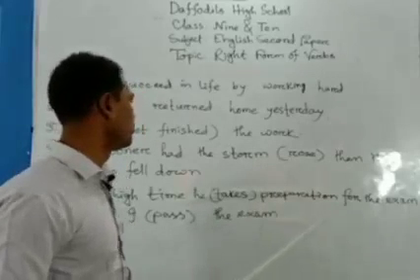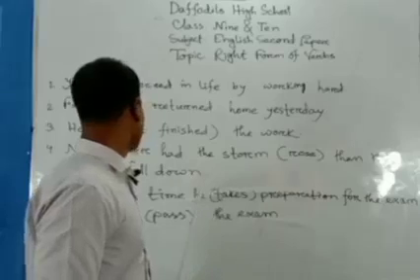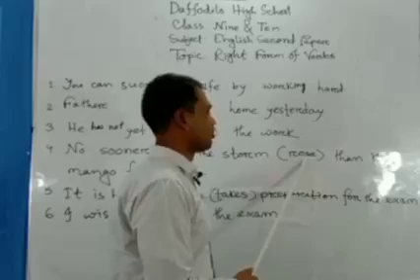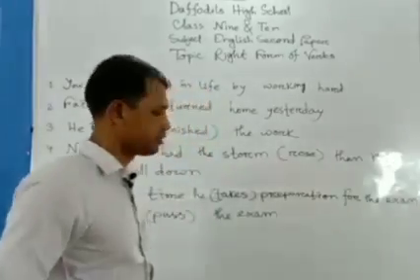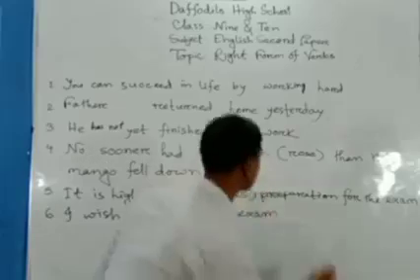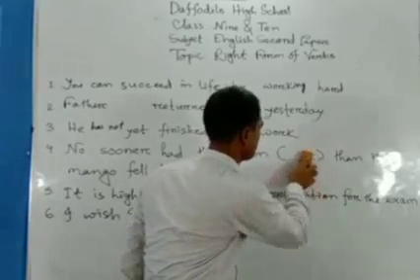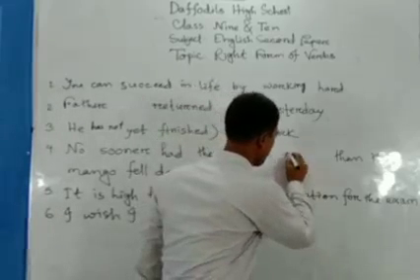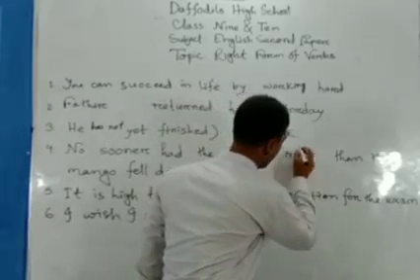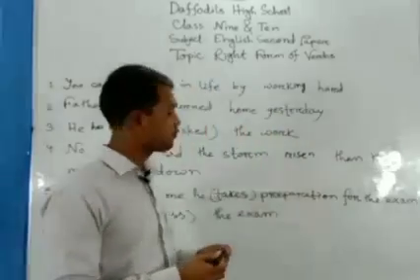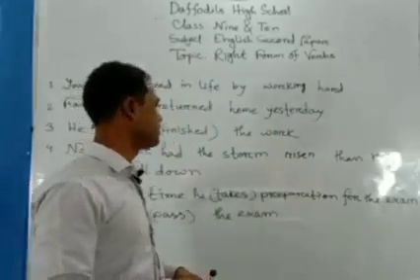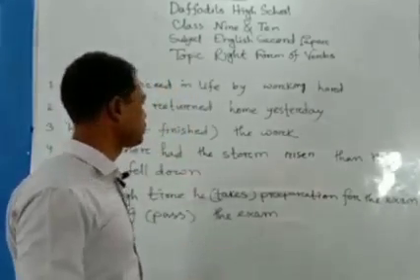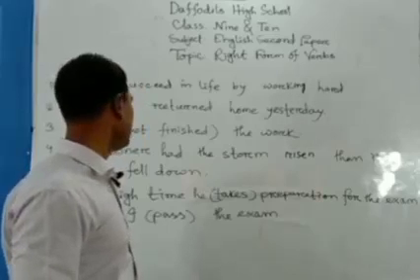If we want to make this sentence correct, we have to use the past participle form here. So the past participle form is risen. Rise, rose, risen, you know. This time this sentence is totally correct. No sooner had the storm risen than the mango fell down.